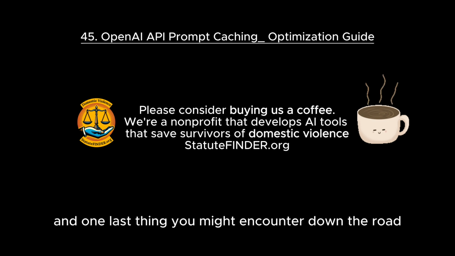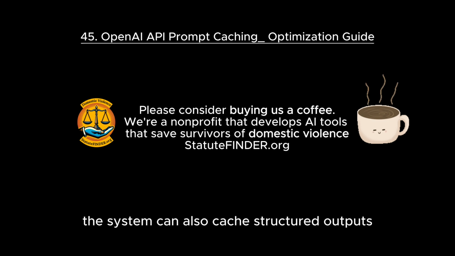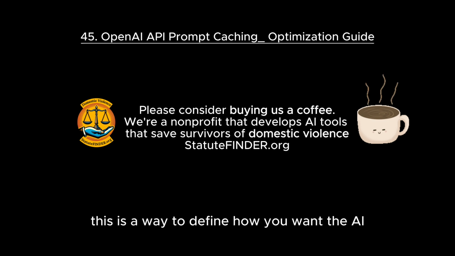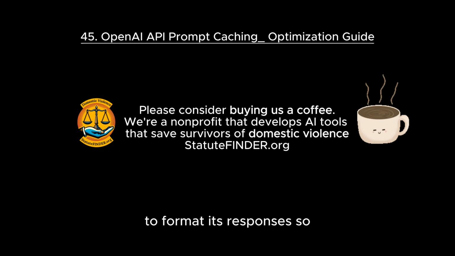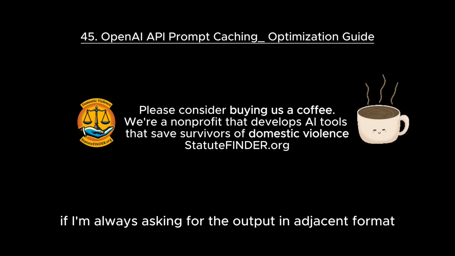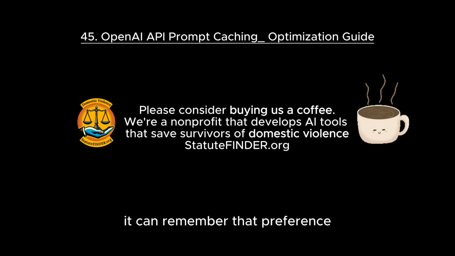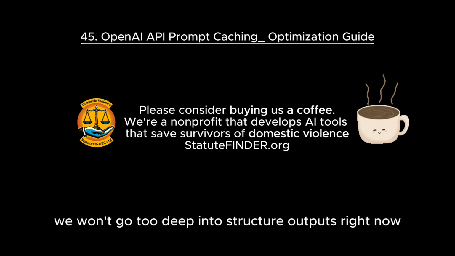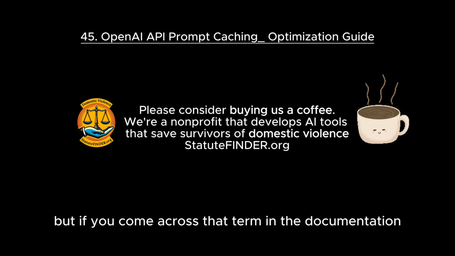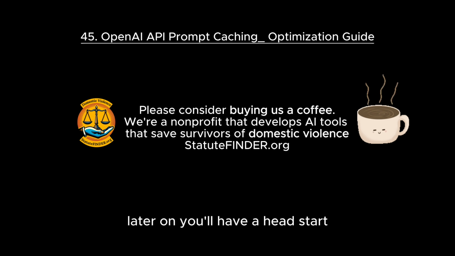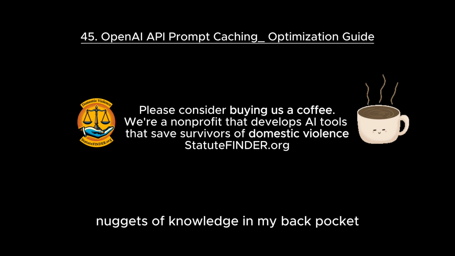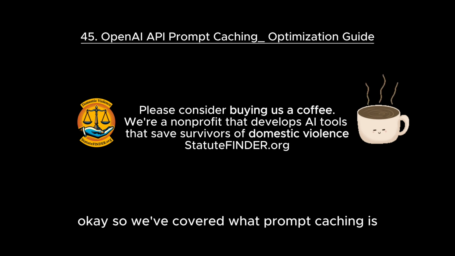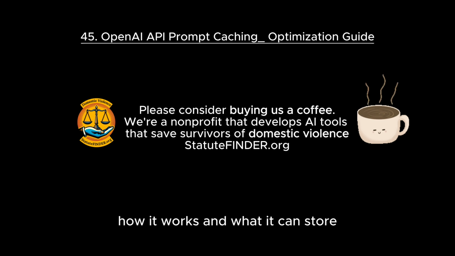And one last thing you might encounter down the road, the system can also cache structured outputs. This is a way to define how you want the AI to format its responses. So if I'm always asking for the output in a JSON format, it can remember that preference. You got it. We won't go too deep into structured outputs right now, but if you come across that term in the documentation later on, you'll have a head start. Awesome. I love having these little nuggets of knowledge in my back pocket. Okay, so we've covered what prompt caching is, how it works, and what it can store.